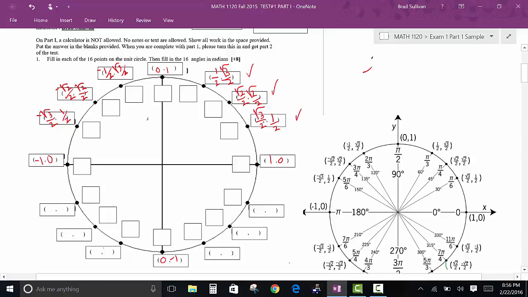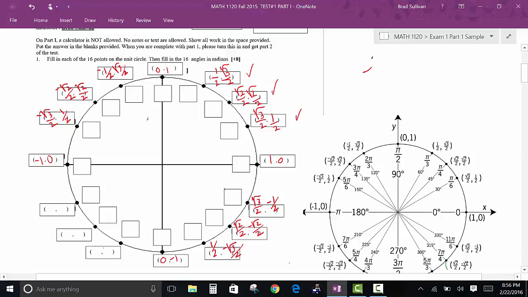Okay, reflect these points over the x-axis. This point is going to change the y value, so it's going to be square root of 3 over 2, then the y value goes to negative. Same thing at this point, reflect it down, x value stays the same, y value goes to the opposite. The same thing at this point, reflect it, x value stays the same, y value goes to the opposite.